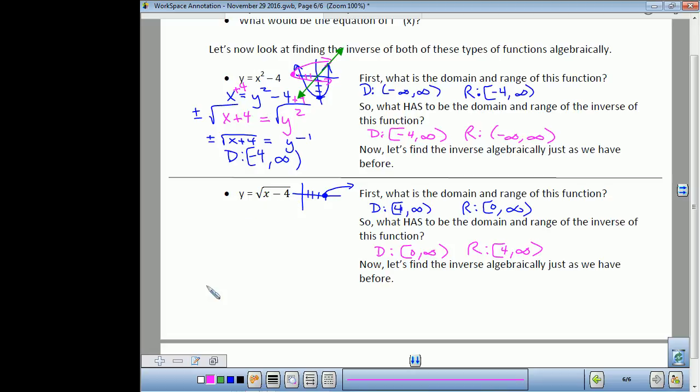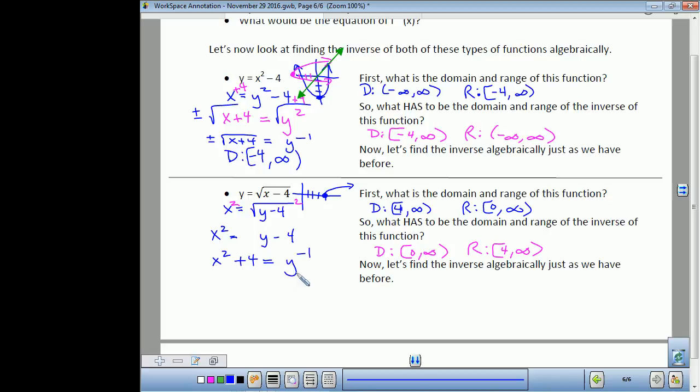All right, so let's find it. We switch the x and y, and we solve for y. So guys, what do I have to do first? Square both sides. So that gives us x squared equals y minus 4, and then we just add 4. And that is the inverse.